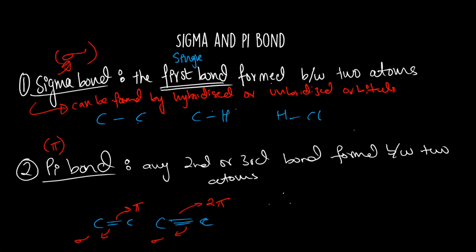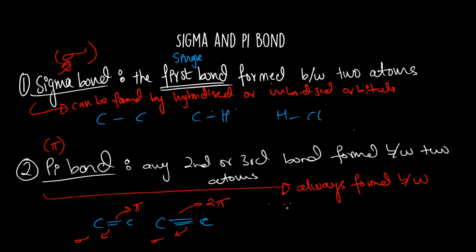and please note over here that pi bond is always formed between unhybridized p orbitals. So even though in the case of sigma you can have either hybridized or unhybridized orbitals, in the case of pi it will always be unhybridized p orbitals. Now let's look at some examples.